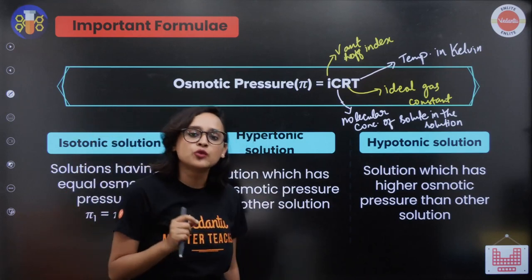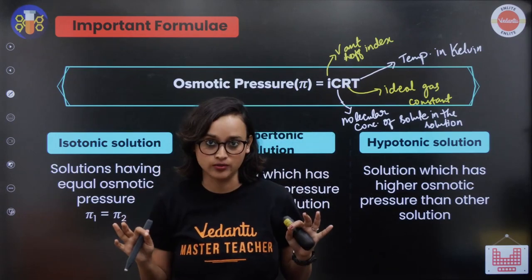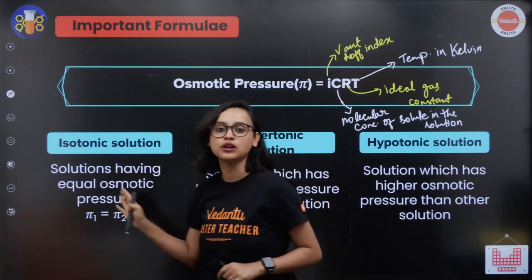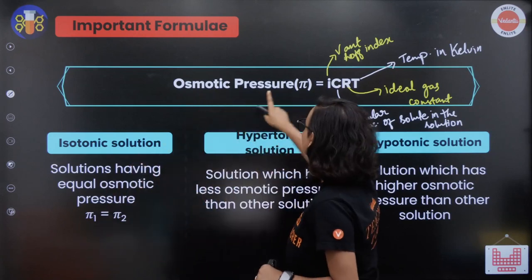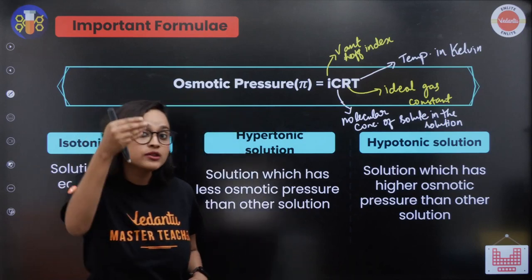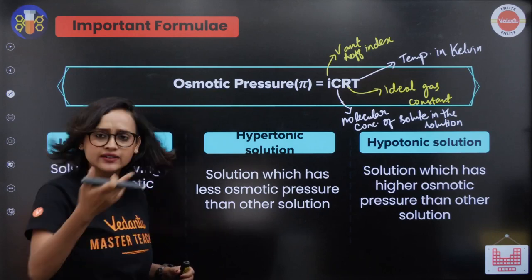Now, when we come to osmotic pressure, there are three types of solution that we have to talk about. One is isotonic solution, where the solutions have equal osmotic pressure. That is pi 1 is equal to pi 2. This will be given in the question, and from there, you might have to derive the answer basically.